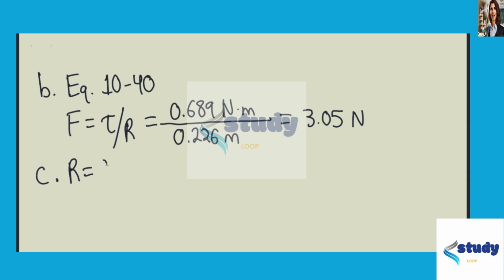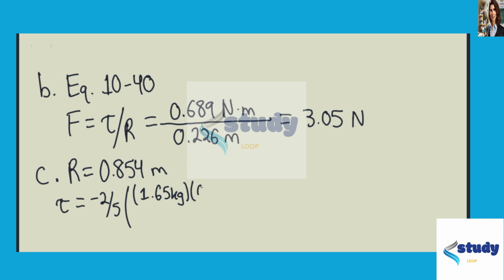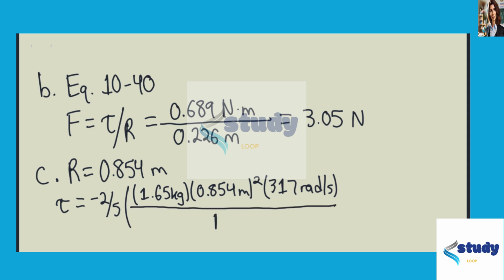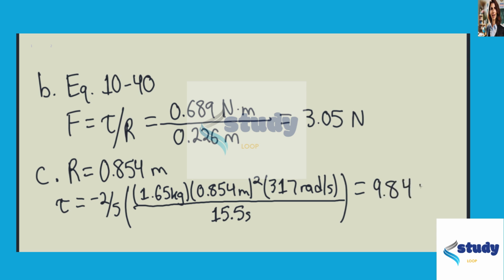We can then say that for C, we're going to use the exact same expression found in part A, but now we have a radius of 0.854 meters. So the net torque would then be equal to negative 2/5 times 1.65 kilograms multiplied by 0.854 meters quantity squared multiplied by 317 radians per second, again all divided by 15.5 seconds, and this is equaling 9.84 Newton meters.